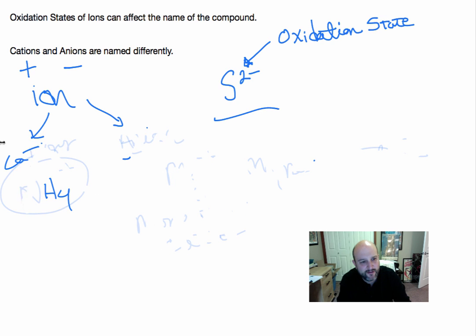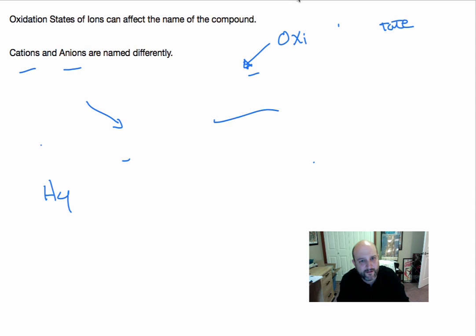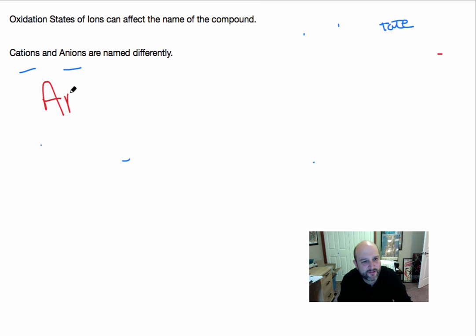So if it is an anion, let's erase some more here. It's kind of fun. So I will change to red. If it is an anion, remember, if it's a cation, a single cation, then you just call it the name of whatever it is. Pretty easy. Some examples I'll give you in a minute.